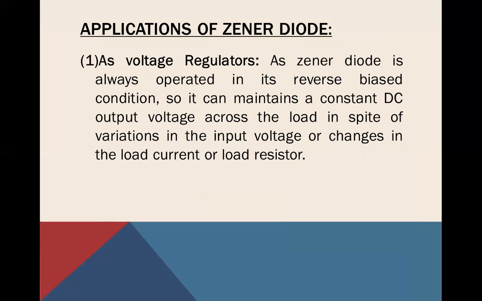Now we will talk about the applications of the Zener diode. A Zener diode can be used as a voltage regulator. As we know, a Zener diode is specially designed to operate in the reverse breakdown region because it can maintain a constant DC voltage for a very large change in current. So, a Zener diode can be used as a voltage regulator because it can maintain a constant output voltage in spite of variation in input voltage or changes in load current or load resistance.